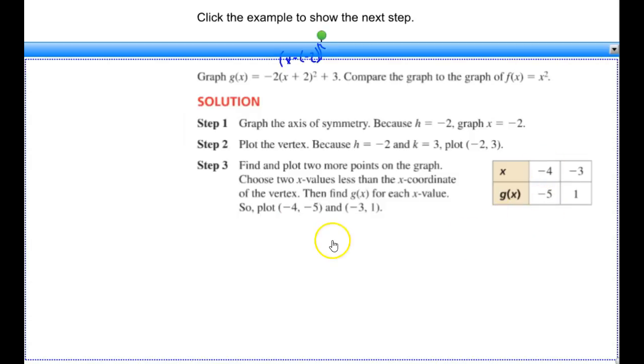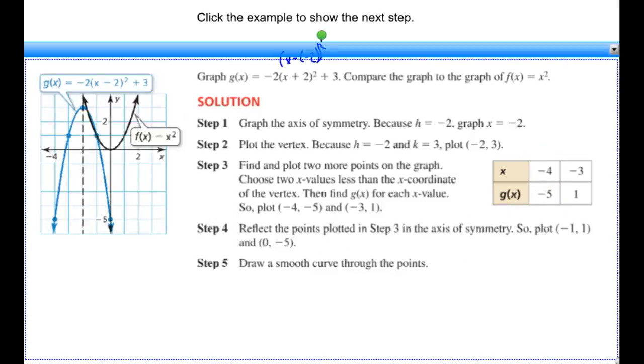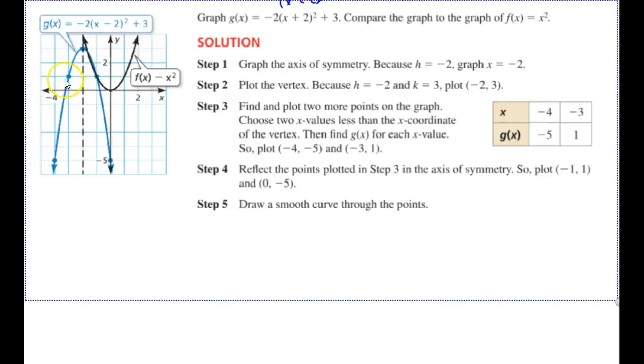Then I have 2 more points I can plot. So then I just plot those points and reflect. Here's the vertex point that I plotted, and here's one of the points that I found and the other point that I found. And again, I can reflect, so I count how many spaces over till I get to my axis of symmetry, and then I continue to go over. So these points are the same distance from the axis of symmetry. Now I can draw a smooth curve.